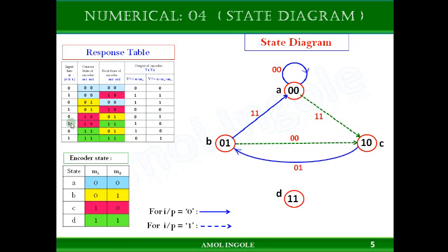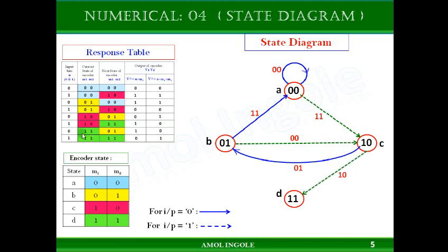When the input is 1 and the state is 1 0, the next state would be 1 1. Showing this with a dotted line along with the output 1 0. You can see this here. 1 0 is the output, and the next state is 1 1. From 1 0 to 1 1 along with output 1 0.